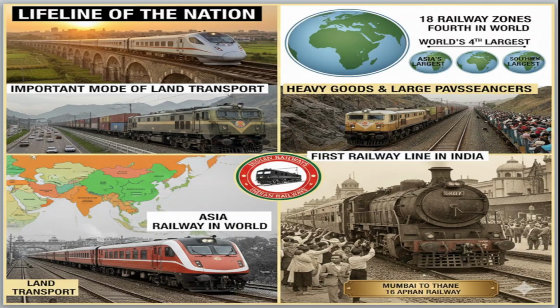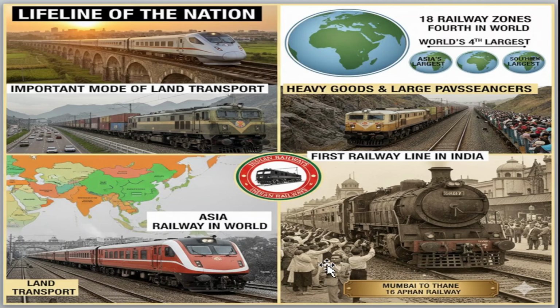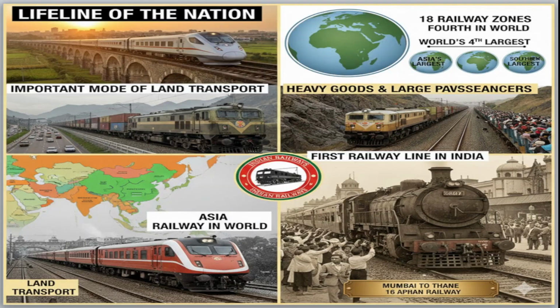Next, the picture is going to explain much more. Okay. Next, Indian Railways is the largest in Asia, fourth largest in the world, and largest even in South Asia also. Okay. Then, for smooth management, the railway system has been divided into 18 zones. 18 railway zones are there, right?